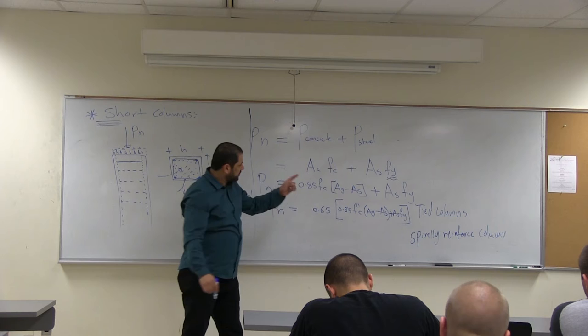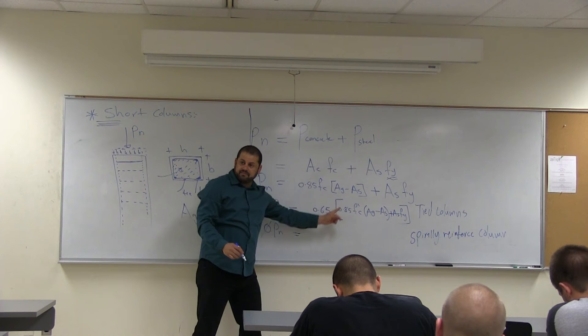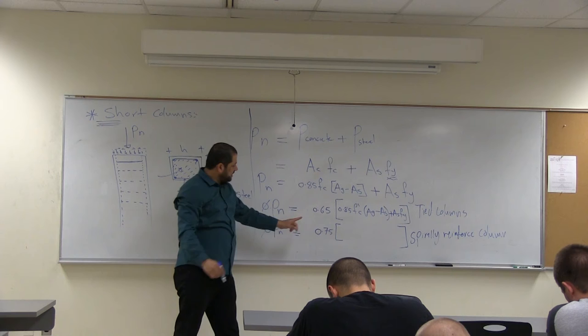Now what's phi Pn for spirally reinforced columns? It will be the same, but the phi factor will be what, guys? 0.75, times whatever we have in here. Same, but the phi factor will be 0.75. Good?